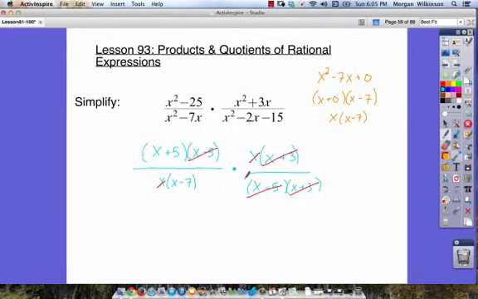So that just leaves us with our final answer. Very nice. We get x plus 5 divided by x minus 7. And we're all done. We've fully simplified this problem by factoring and then simplifying before we multiply to see what we have left. Let's look at another problem.